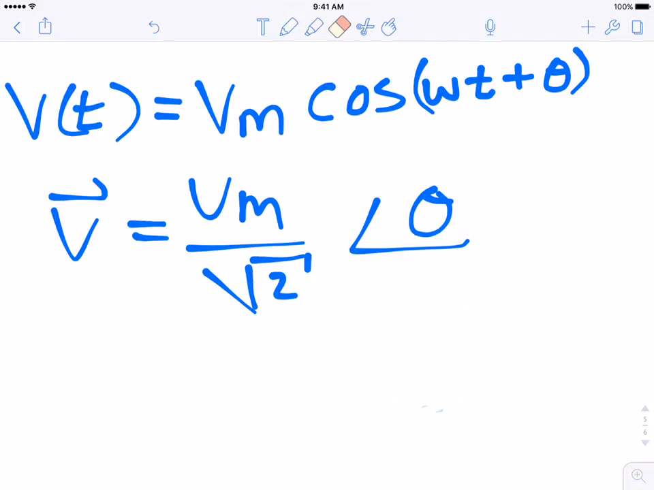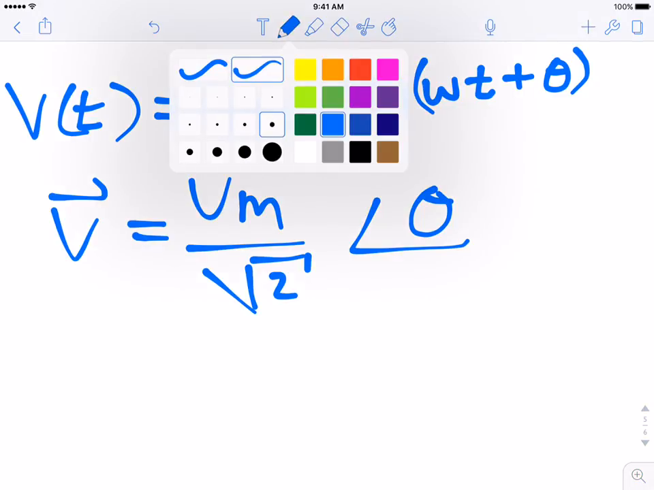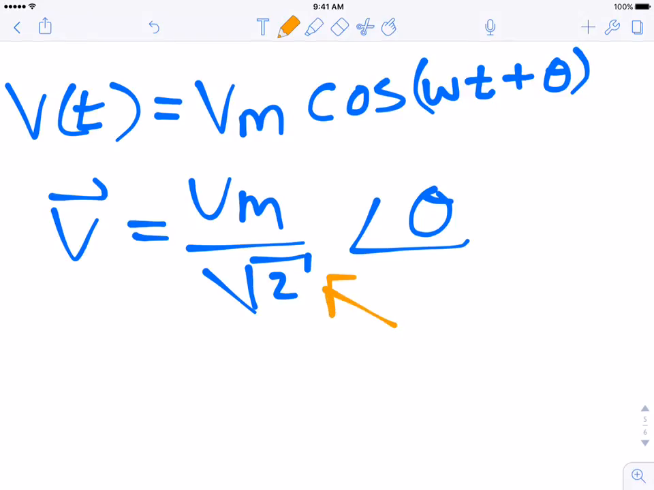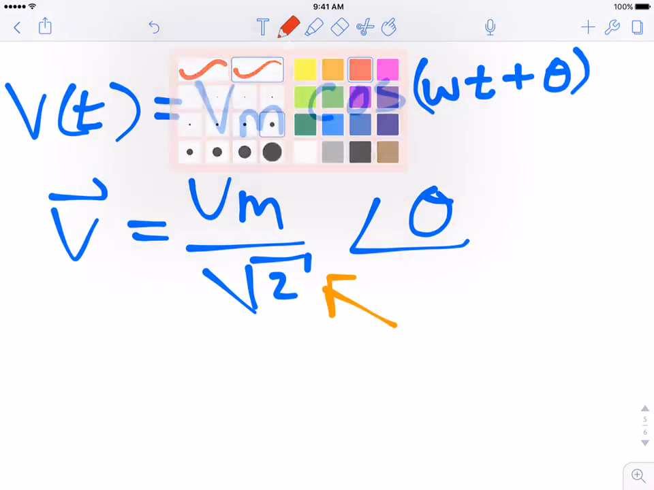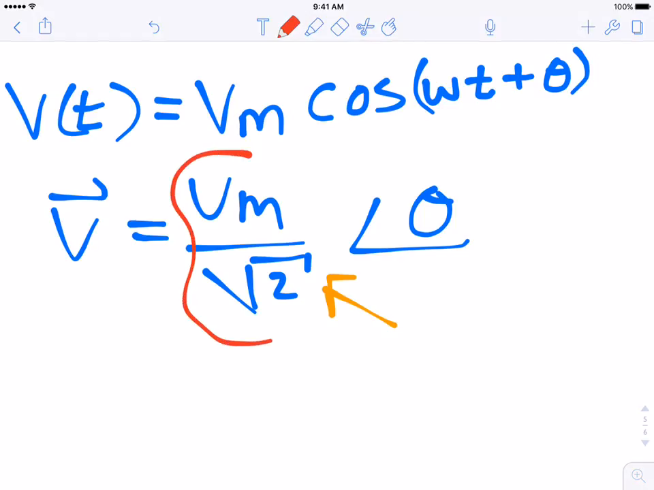So you might be wondering, where does this root 2 come from? This is kind of a theoretical question. I'm not really going to go into it, but there are other videos where they go into where that root 2 comes from and how you can derive it. But I'm not going to really go into it here. Now this over here, this Vm over root 2, this is the magnitude of your phasor. This is sometimes called V effective, V with a little e under it.